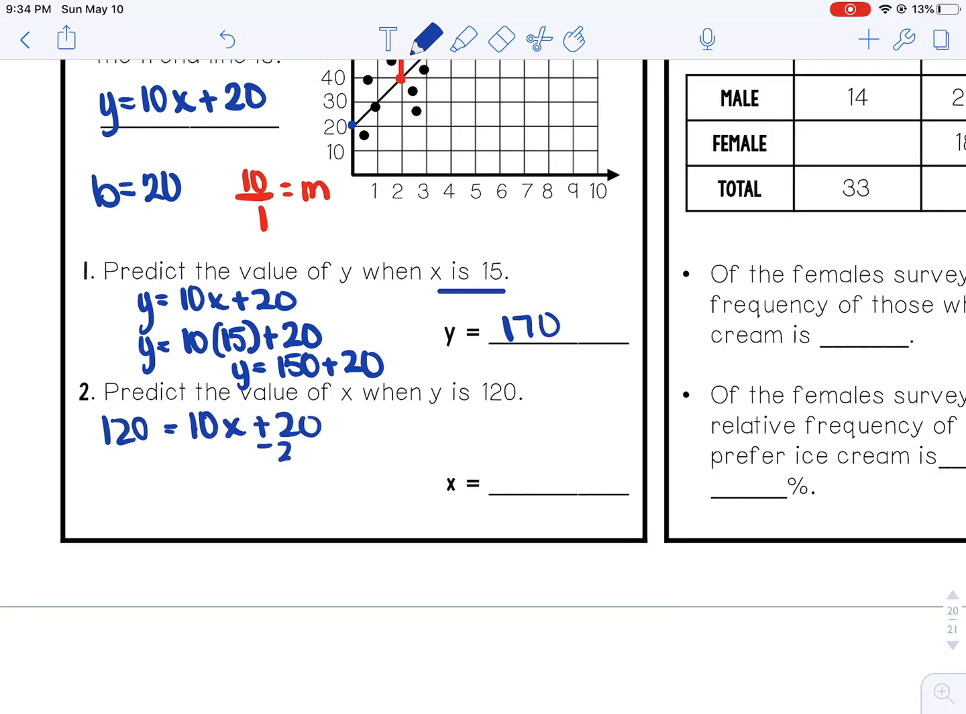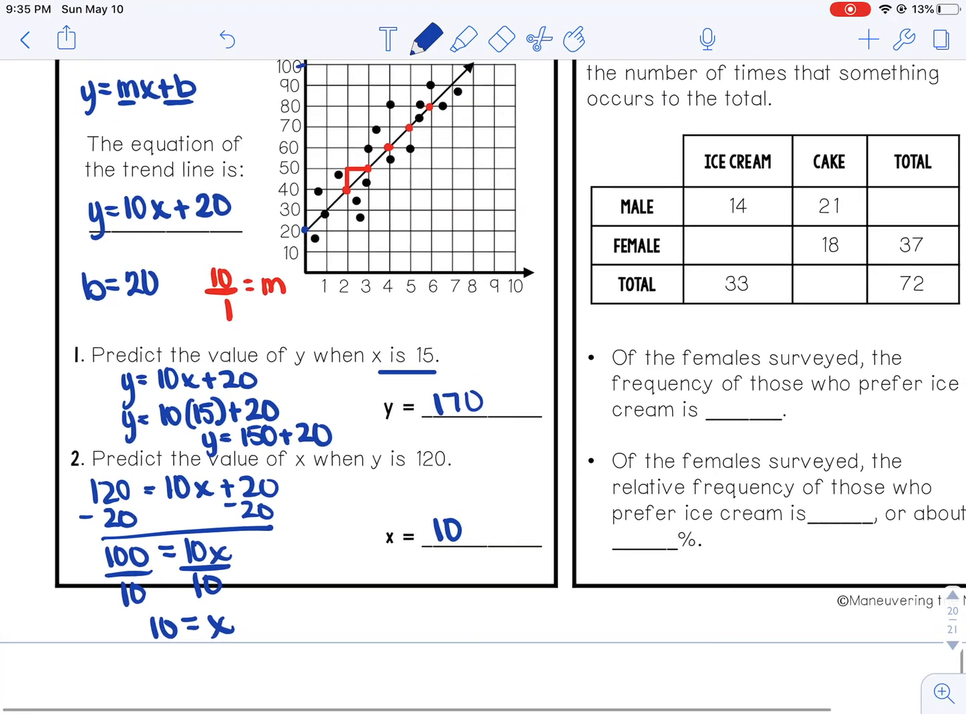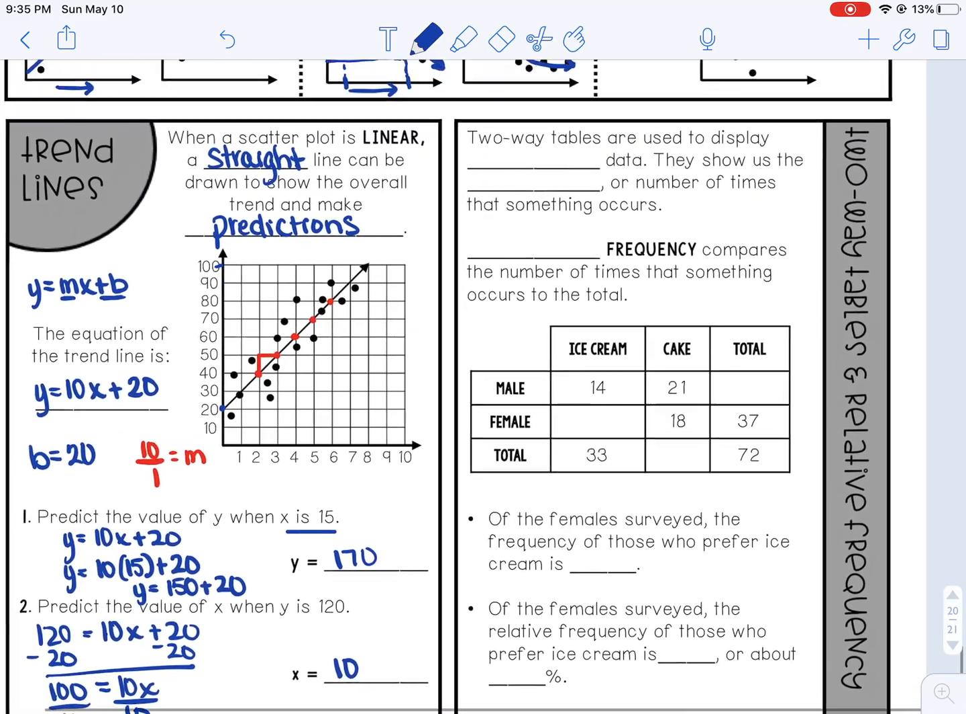But I can solve for x. I'm going to subtract 20 on each side, and divide by 10 on each side. So x is equal to 10. So the value of x is 10 when y is 120. Okay, I can make some good predictions.